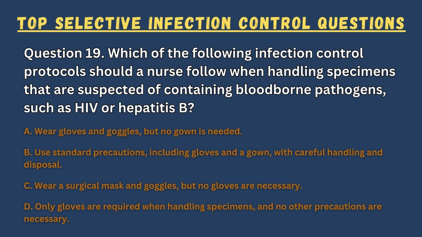Question 19. Which of the following infection control protocols should a nurse follow when handling specimens that are suspected of containing bloodborne pathogens, such as HIV or hepatitis B? A. Wear gloves and goggles, but no gown is needed. B. Use standard precautions, including gloves and a gown, with careful handling and disposal. C. Wear a surgical mask and goggles, but no gloves are necessary. D. Only gloves are required when handling specimens, and no other precautions are necessary.